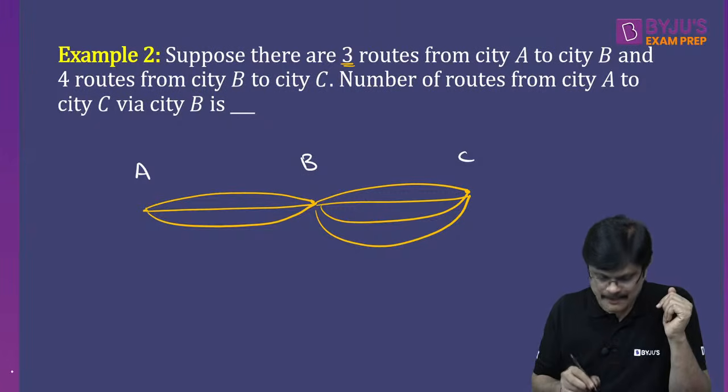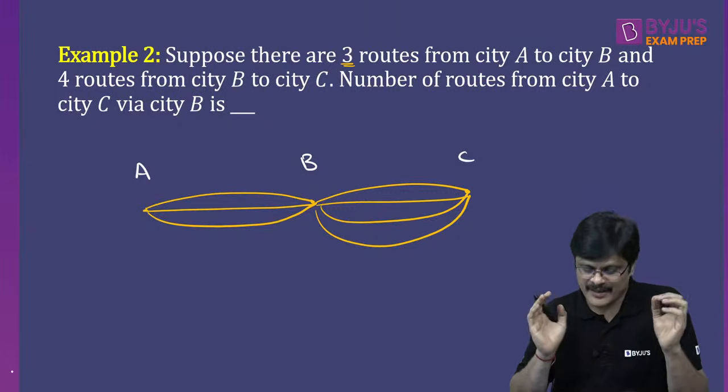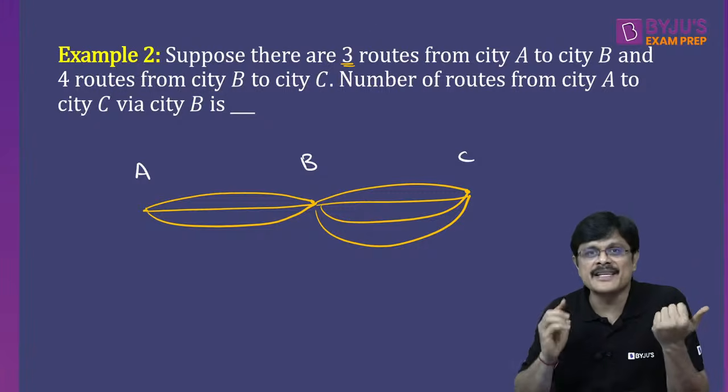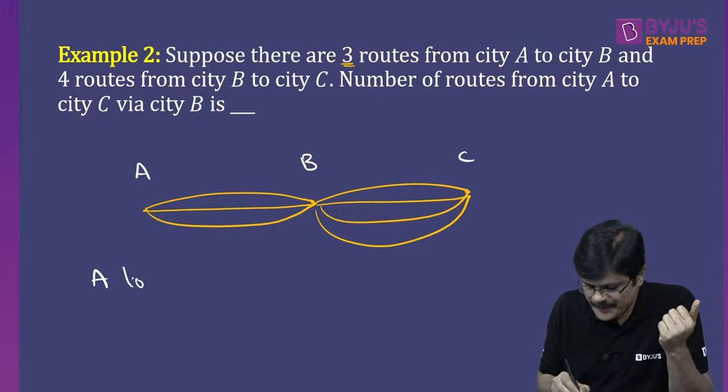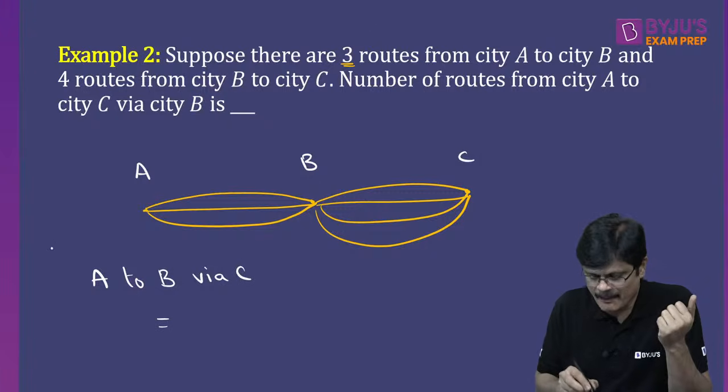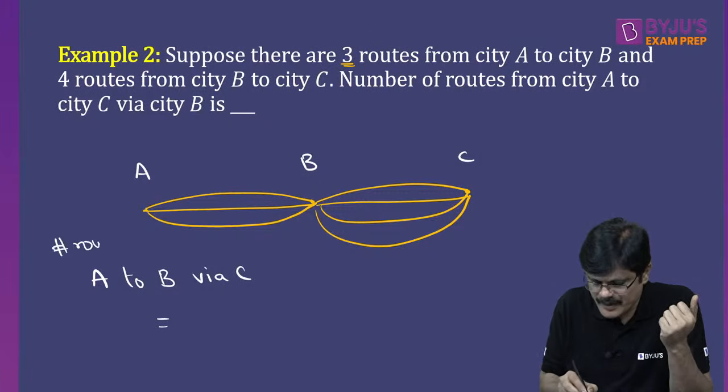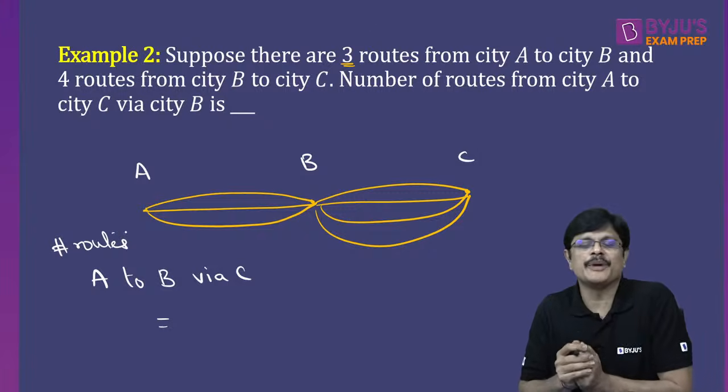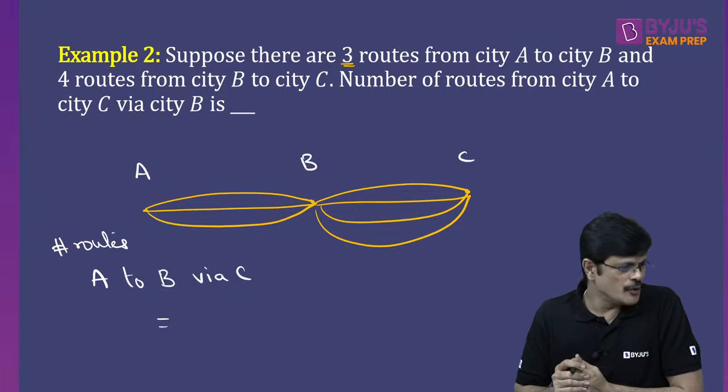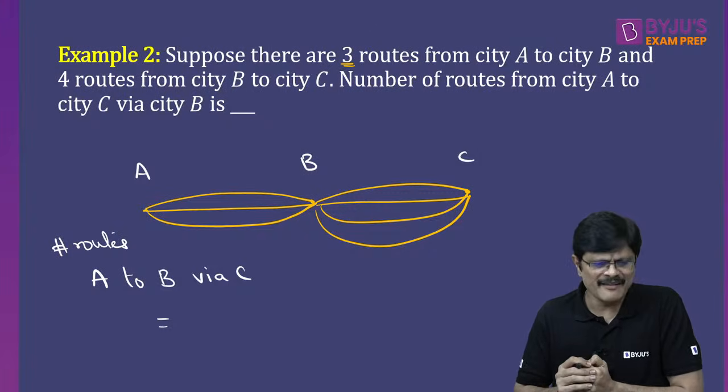The question is very simple. How many ways can we reach from city A to C via B? We need to find the number of routes from A to C via B. I think I am starting with very simple problems.